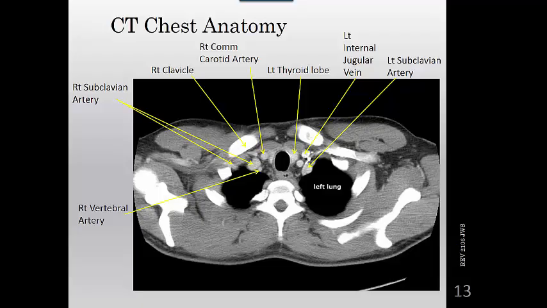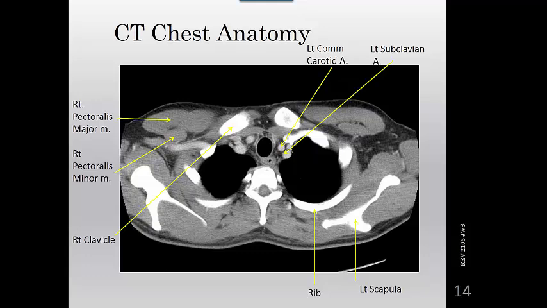In this slice we're getting into the clavicles, and the right subclavian artery is transected twice by the slice here in different locations as it courses below the clavicle. Posterior to the right subclavian artery is the right vertebral artery. Here listed again is the left common carotid artery and the left subclavian posterior to that. And we see a posterior rib, and also known as the left scapula. On the right is the head of the right clavicle, the pectoralis major muscle, and below it the pectoralis minor.